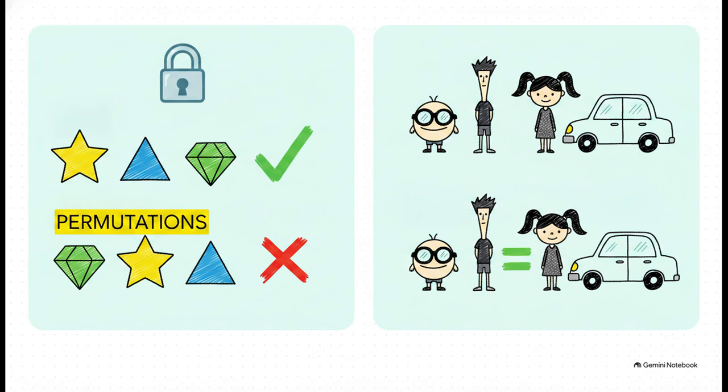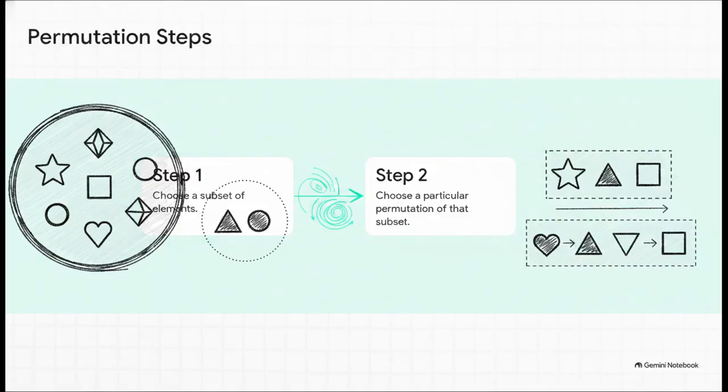It's like a group of friends going to the movies. It really doesn't matter who got in the car first, right? It's the exact same group of people. That distinction is the absolute crux of counting logic. The text we're drawing from explains this relationship brilliantly by breaking it down into two logical tasks. To generate a permutation, you can actually just think of it as a combination in disguise. Step 1, you choose a completely unordered subset of elements. That's your combination. Step 2, you arrange those chosen elements into a specific order. And that's a permutation of the subset.